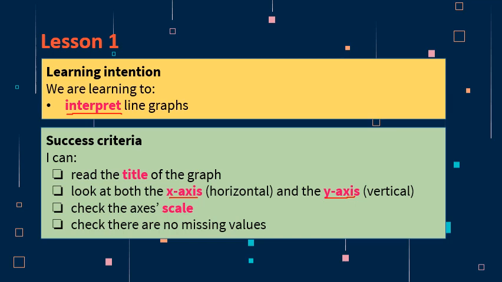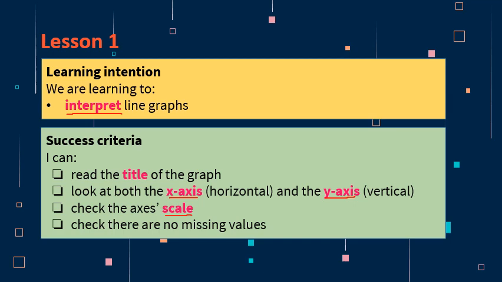Next thing you want to do is check the axis scale as well. So particularly with data where the numbers are quite large, it's not just going to go 1, 2, 3, 4, 5 for each of the intervals. It might jump by hundreds or thousands or millions. So you need to look at what the scale is. What does each interval on the scale mean?